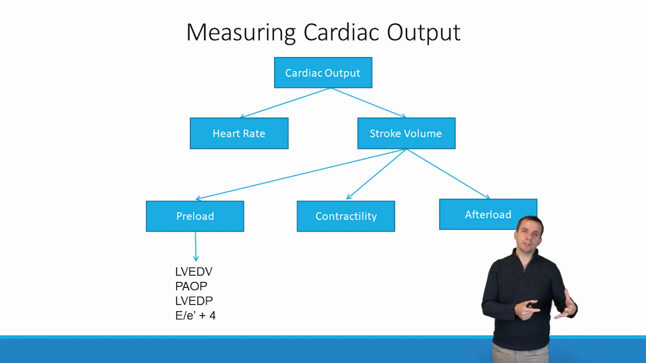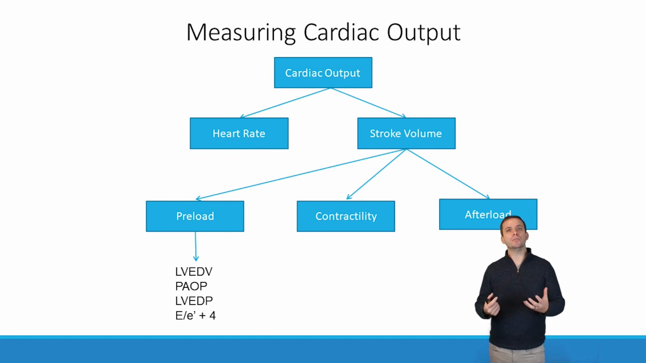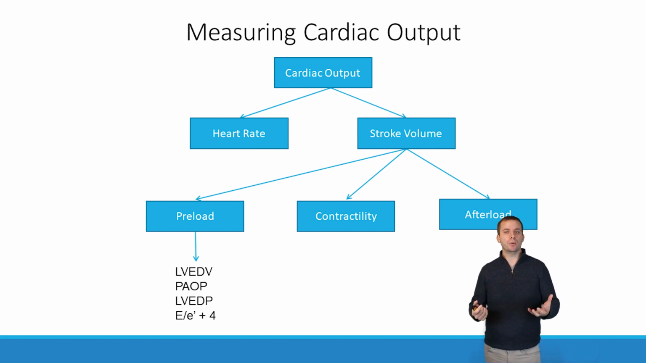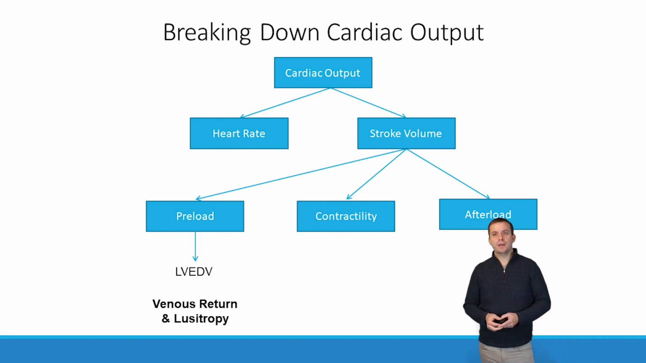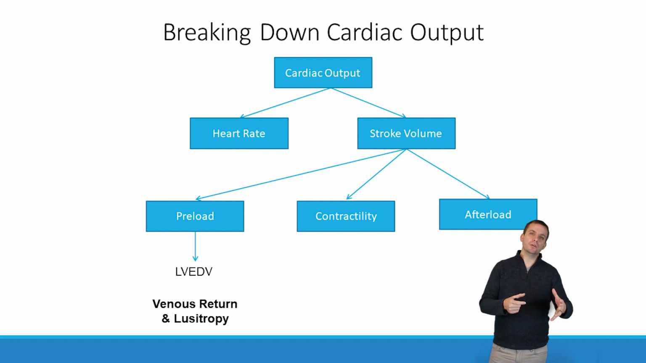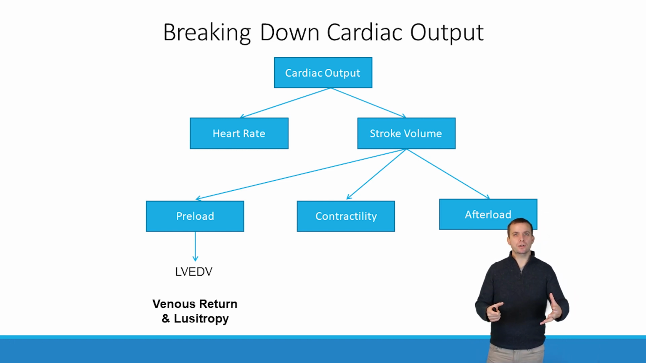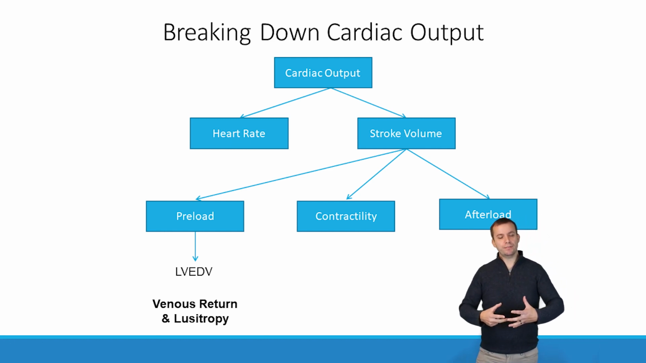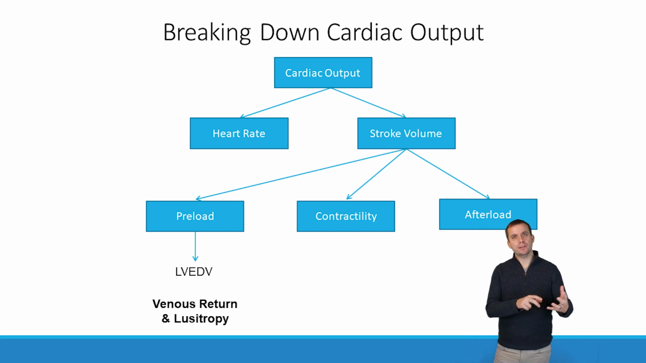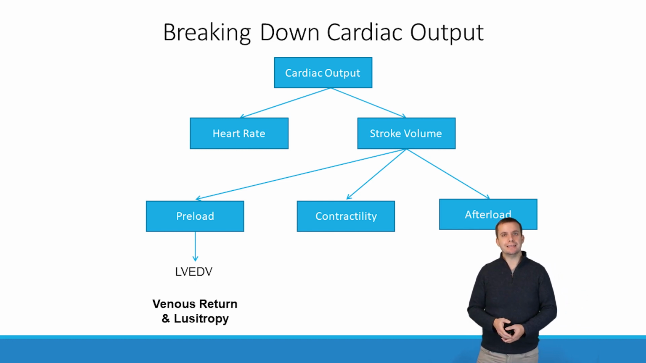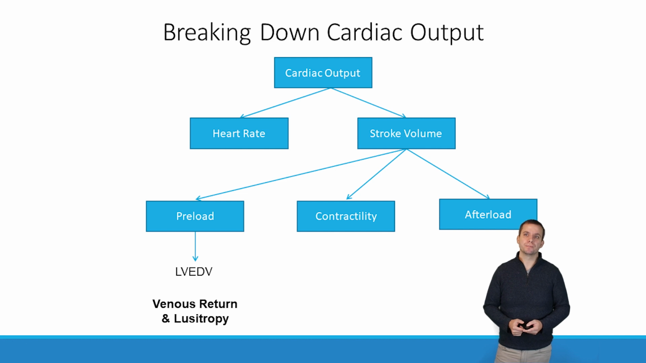You can do your left ventricular end diastolic volume, which is very difficult to measure. So a lot of times we use these surrogates. We use a wedge pressure or a pulmonary artery occlusion pressure. We use our left ventricular end diastolic pressure, or we can estimate it on echo with E divided by E prime plus 4. Again, your preload is dependent on venous return and lusitropy. So you have to have the heart relax and open up, and then you actually have to have the volume to get in there to create that stretch.